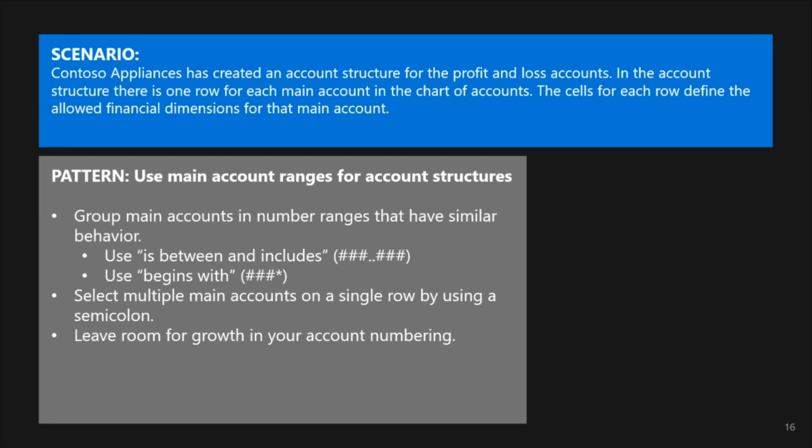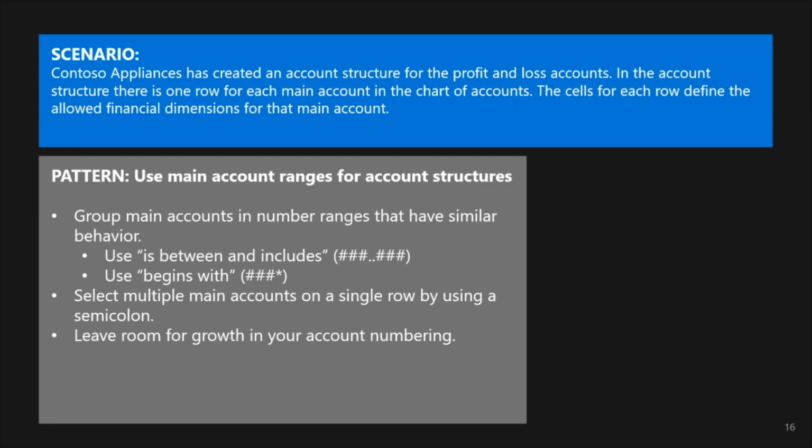What I think you should be doing is grouping the main accounts in number ranges that have similar behavior. So when you're adding those rows, if you're using the bottom half of the form, you can use the is between and includes, or you could use the begins with. The format of that is your number dot dot number, or the number star, if you're going to type it into the cells directly.